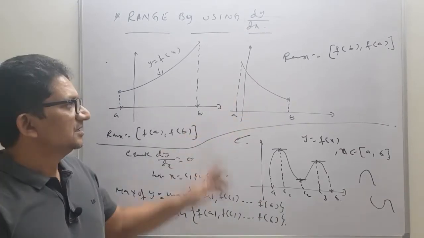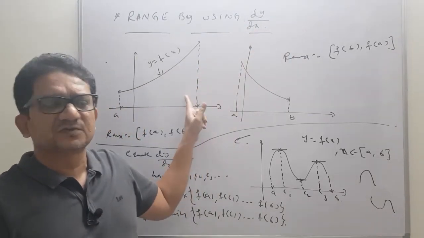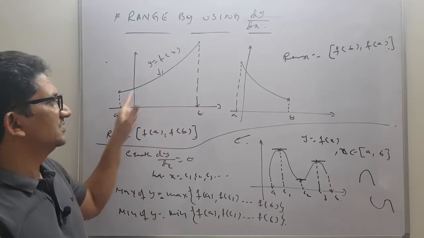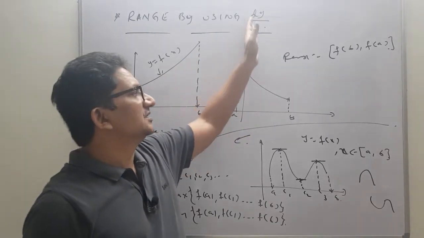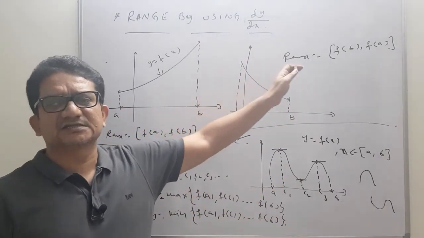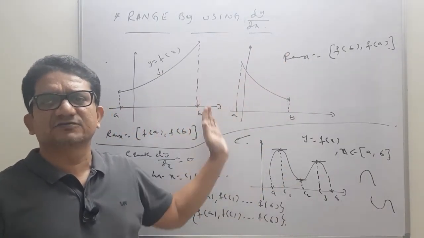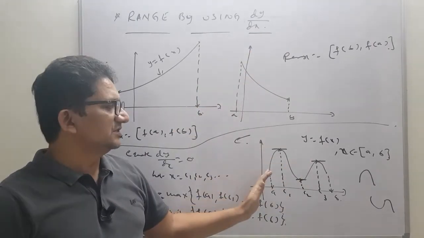First, always look at dy by dx. If dy by dx is positive, straight away we will take the range between the values of whatever interval it is defined in, and if it is less than 0, we will reverse that. And sometimes it is neither less than nor greater than, then it will compulsorily reach its maximum and minimum values in this way.